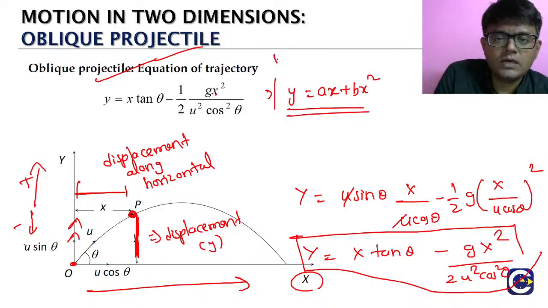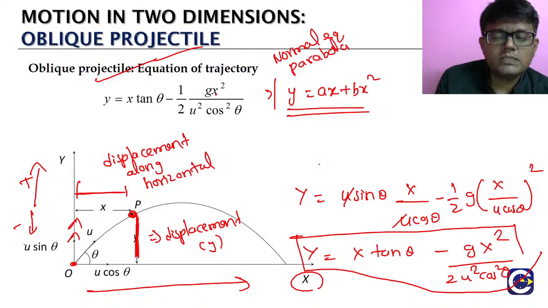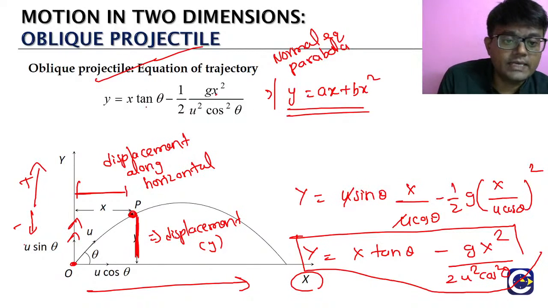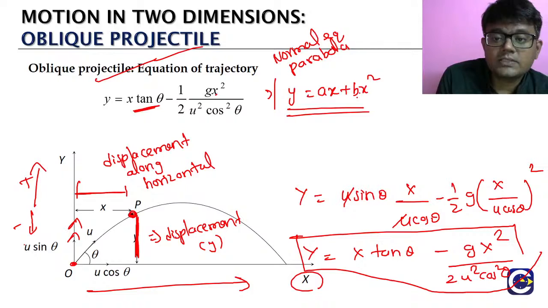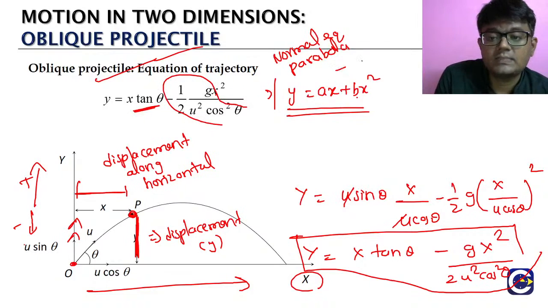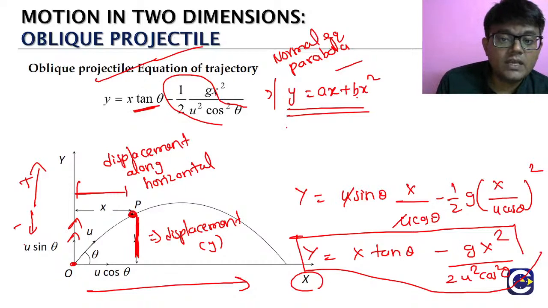How is the normal equation of a parabola? It will be like y is equal to ax plus bx square. Look here, it is a constant into x and a constant into x square. You will have a constant term into x square. So this represents the equation of the parabola.